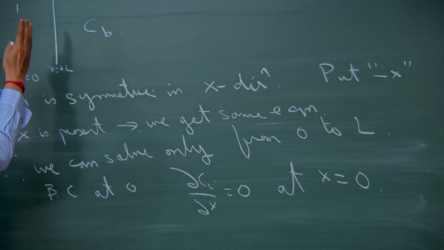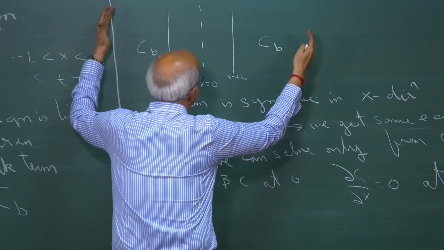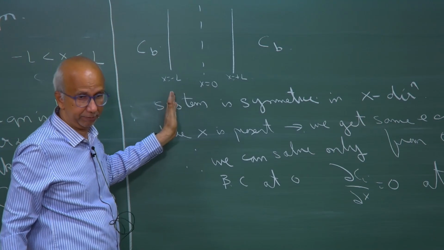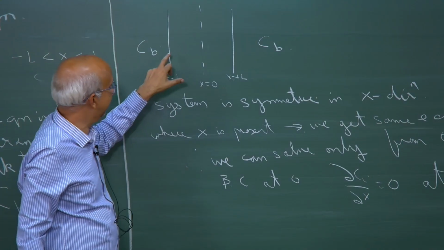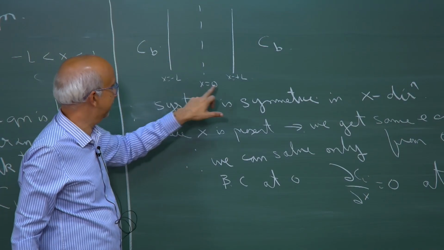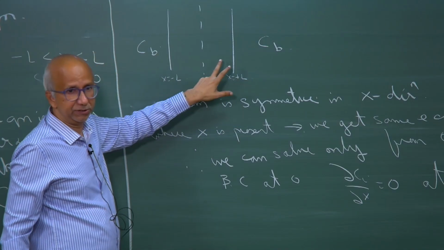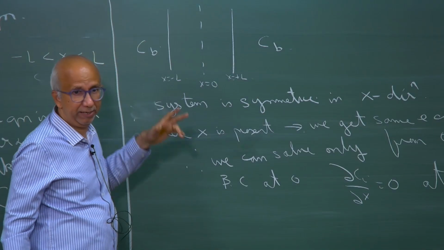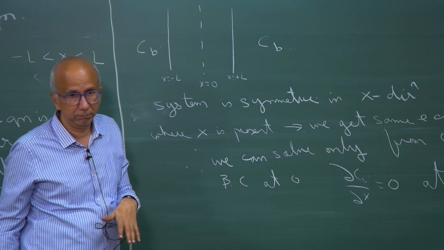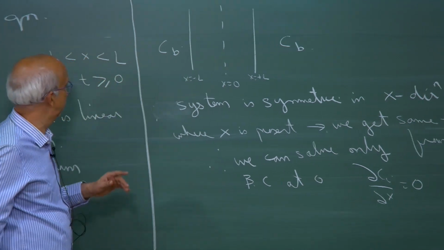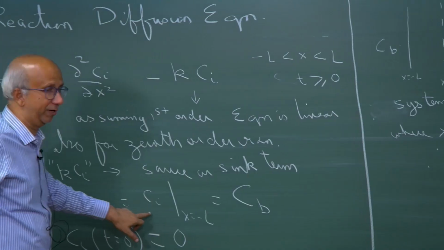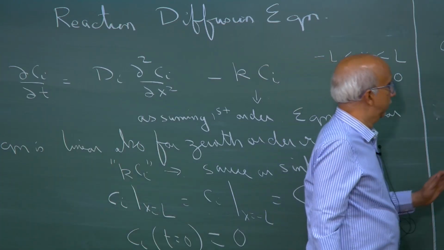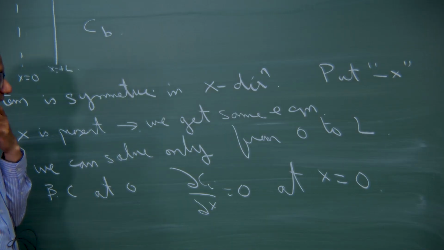Yes, the catalyst is exposed to reactant on both sides, coming from minus L and plus L. Correct, exactly. The reactant is entering the catalyst pellet, which has a thickness of 2L, from both sides, and therefore it is symmetric. If this concentration is different from this concentration, it will not be symmetric, because you have to check not only the differential equation but also the boundary conditions for symmetry. So yes, reactant is entering from both sides.